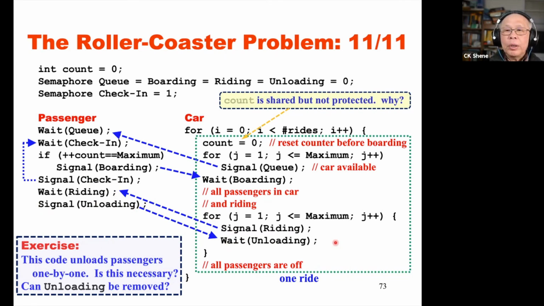This question is a little bit more sophisticated. So why don't you, after watching this lecture, remove this line and remove this line and see what would happen with execution sequences. You may just use 3 passengers and 1 car.